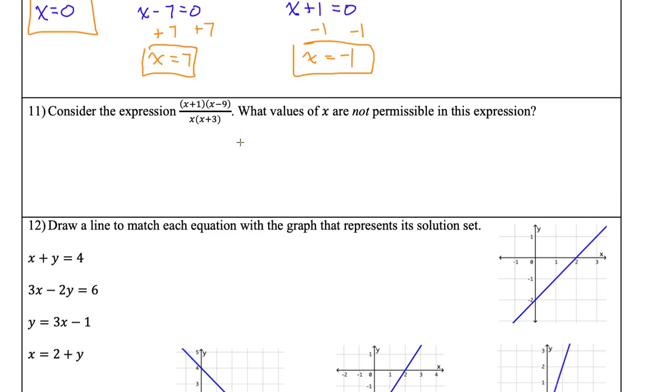Number 11, which values are not permissible? Things that are not permissible, this is a swear word. You can't say this out loud. Are you ready? 1 divided by 0. Oh, okay, you can't divide by zero.